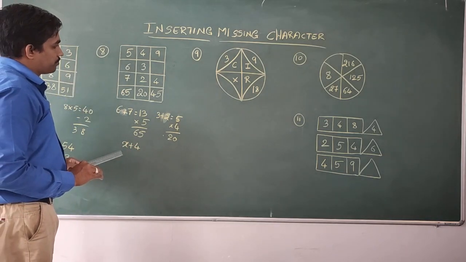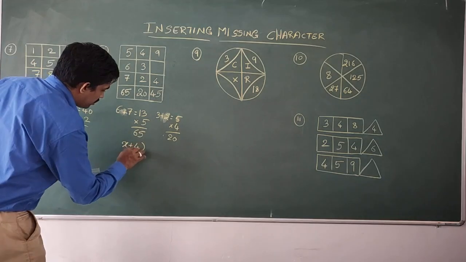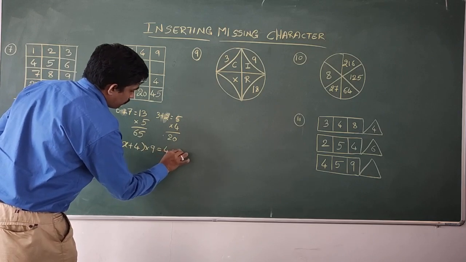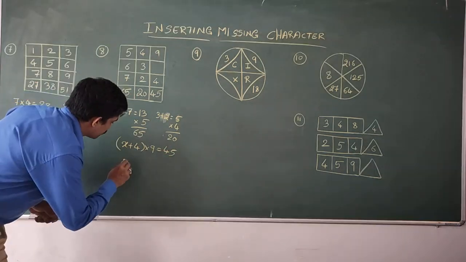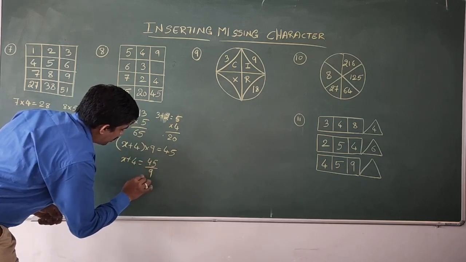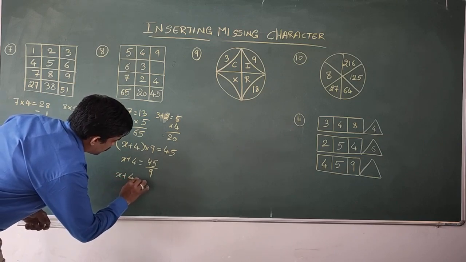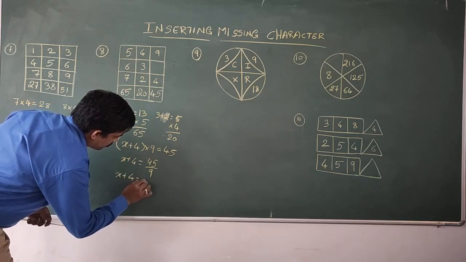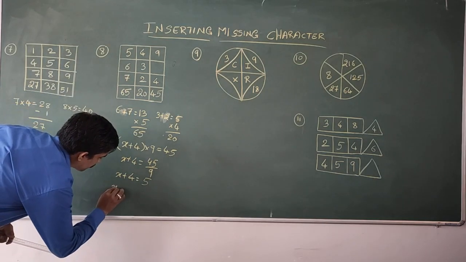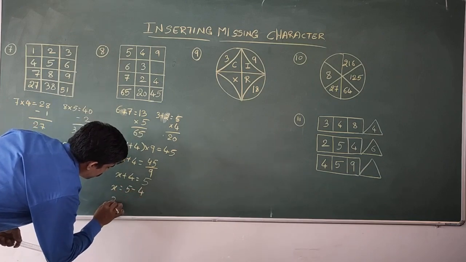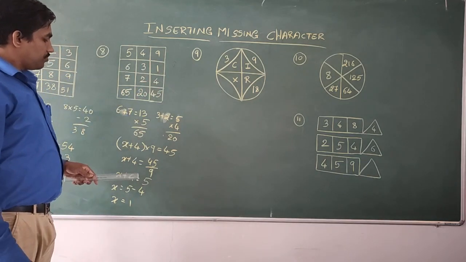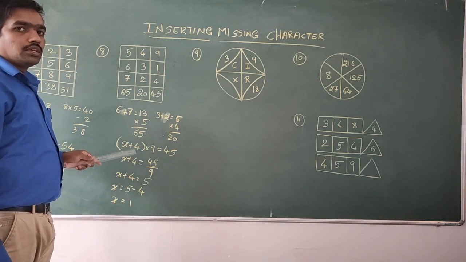x plus 4. X plus 4 and then into 9, we will get 45. Finding the value of x here. So, x plus 4 equal to 45 divided by 9. X plus 4 is equal to 5. X is equal to 5 minus 4. X is equal to 1. So our answer is 1. So please write down these logics.